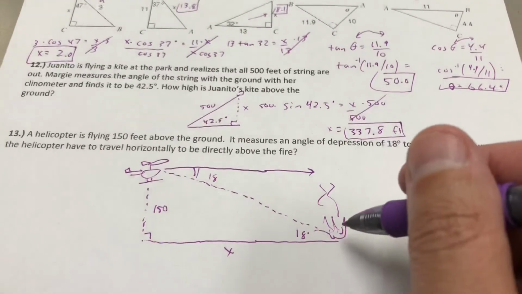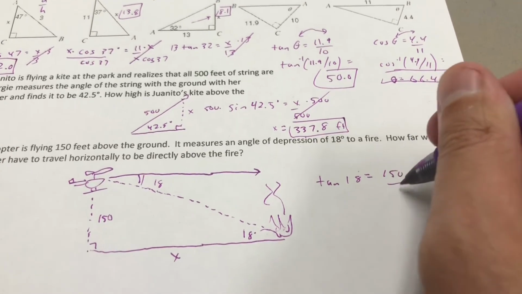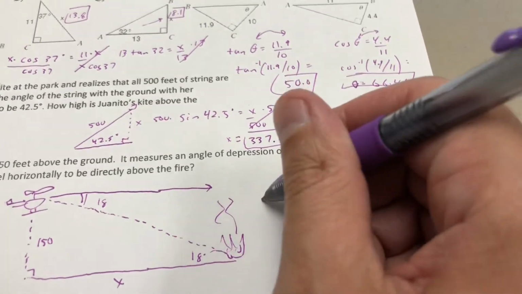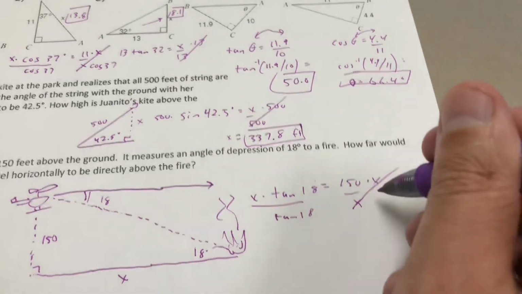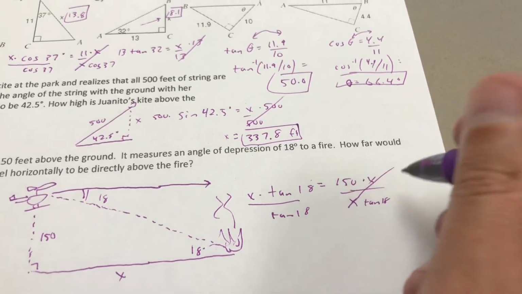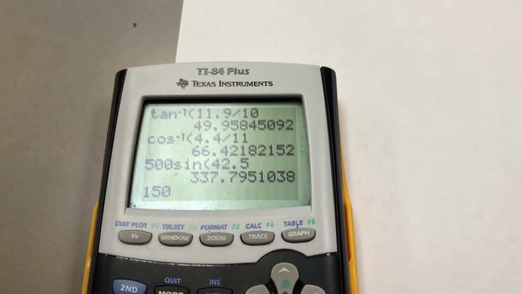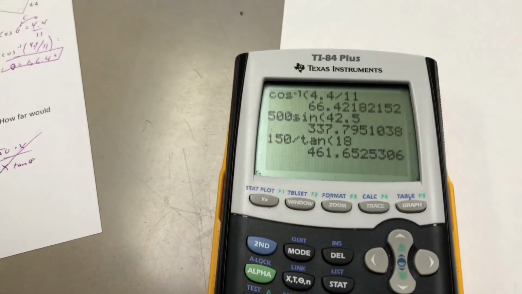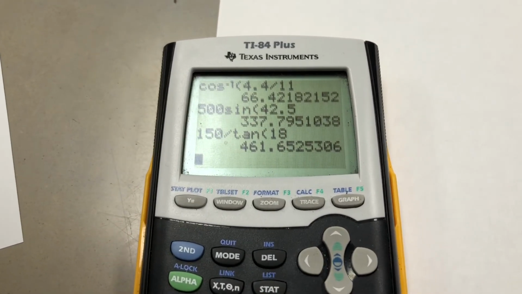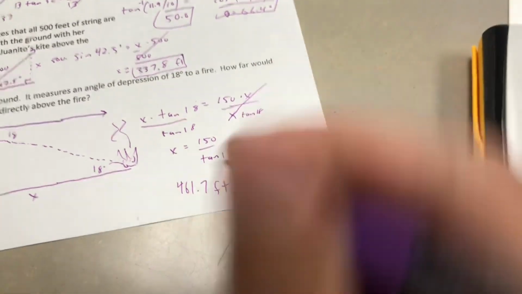So I'm going to use this lower triangle here. You have an opposite side and an adjacent. It's a tangent of 18 is equal to 150 over x. We have x in the denominator, so we need to multiply both sides by x and cancel. X is being multiplied by the tangent of 18, so you can divide by the tangent of 18 on both sides, and x is going to end up being whatever 150 divided by the tangent of 18 is. So 150 divided by the tangent of 18, which should be a pretty big number, yeah, about 461.7. Doesn't say what to round to. So 461.7, and I think this is in feet, and that's our final answer.